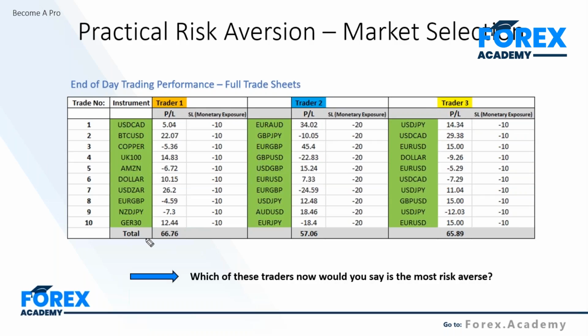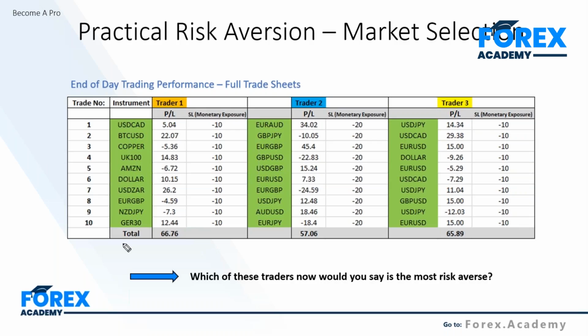Well, we have, of course, trader number 1. He has chosen to trade many different assets. We have dollar CAD, Bitcoin, copper, UK 100, which is the FTSE, the Amazon equity, a single stock equity, the dollar index, the US dollar against the ZAR. Okay, so a very well diversified portfolio. Remember, guys, this trading was all asked to be done in one day with 10 particular trades.